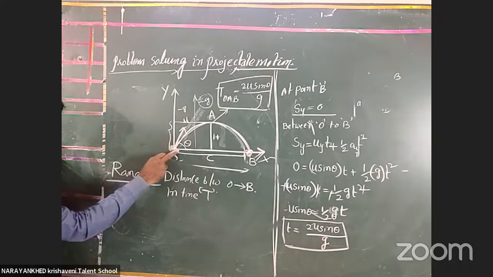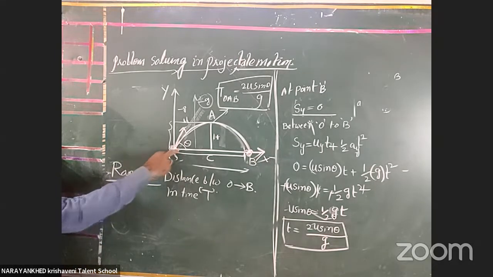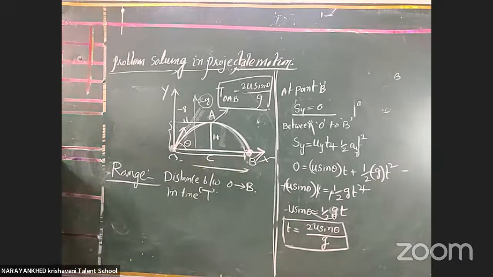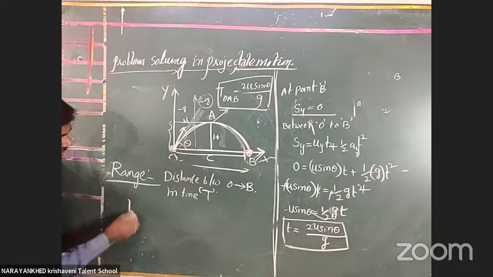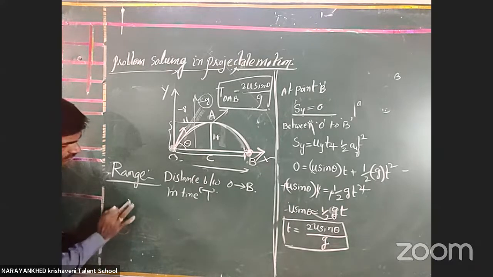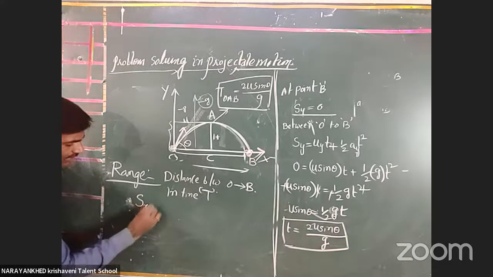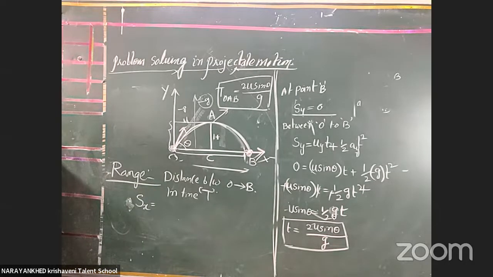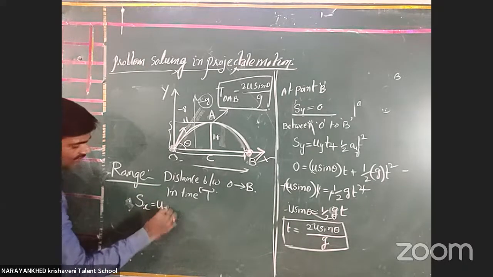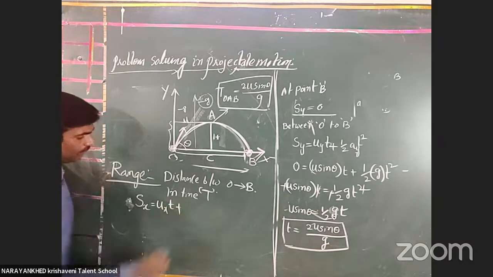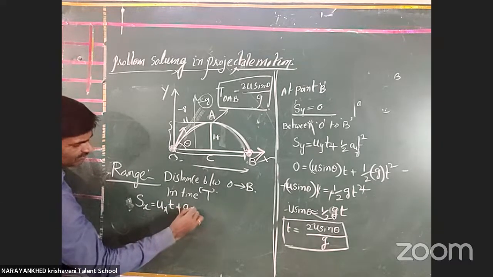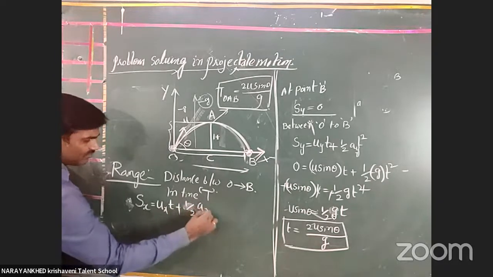Now, the first step is what? Our range we have to find out along the x-axis only. Got it or not? That's why we have taken the range along the x-axis only. The distance is taken as Sx. The formula we have taken is Sx equal to ux times t plus half ax t square.